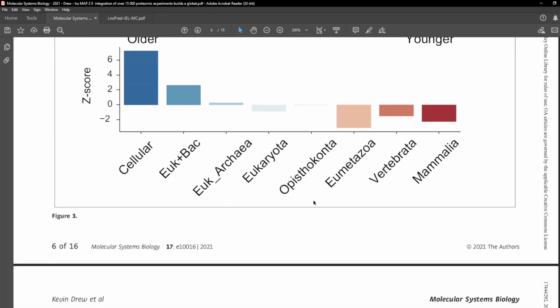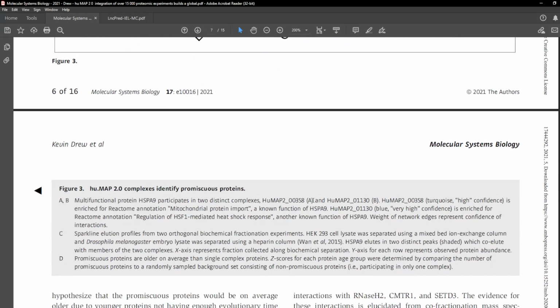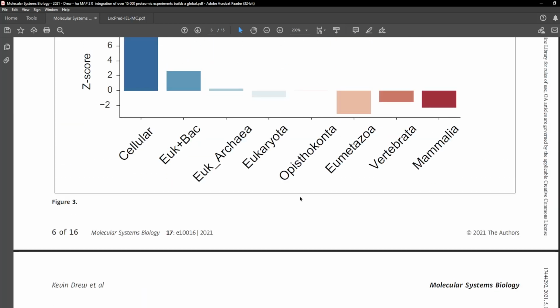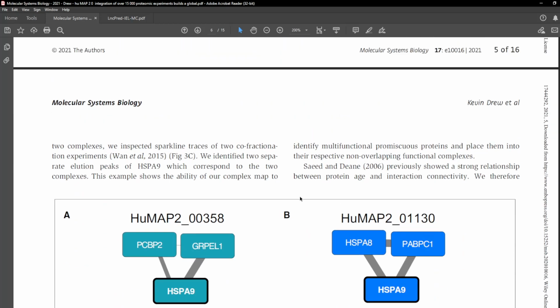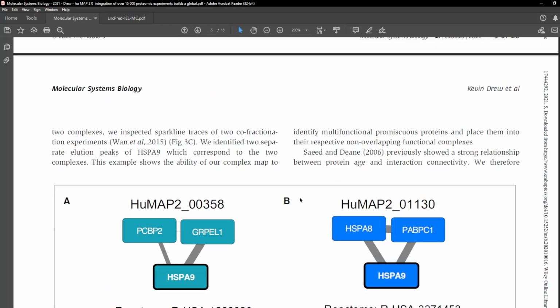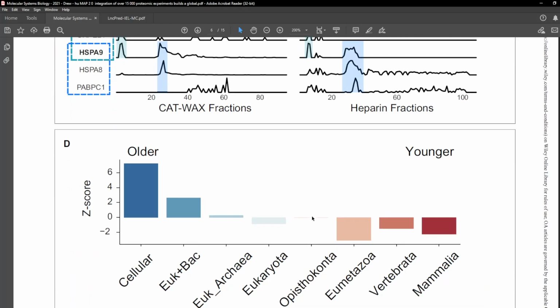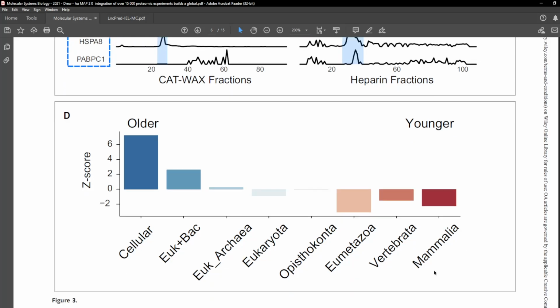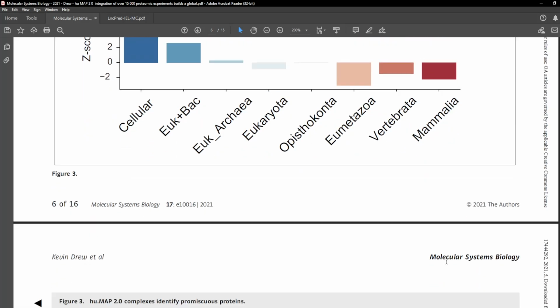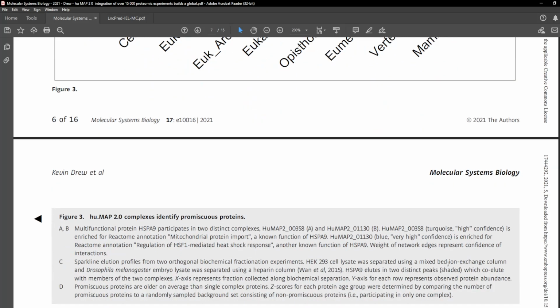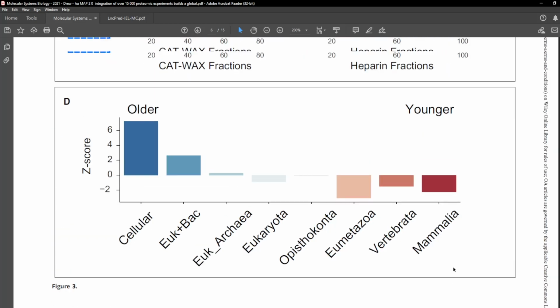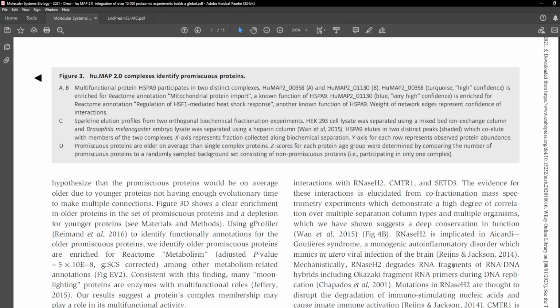Using g:Profiler, Raudvere et al., 2016, to identify functional annotations for the older promiscuous proteins, we identify older promiscuous proteins are enriched for Reactome metabolism, adjusted p-value 5 × 10^-8, g:SCS corrected, among other metabolism-related annotations, Fig EV2. Consistent with this finding, many moonlighting proteins are enzymes with multifunctional roles, Jeffery, 2015. Our results suggest a protein's complex membership may play a role in its multifunctional activity.